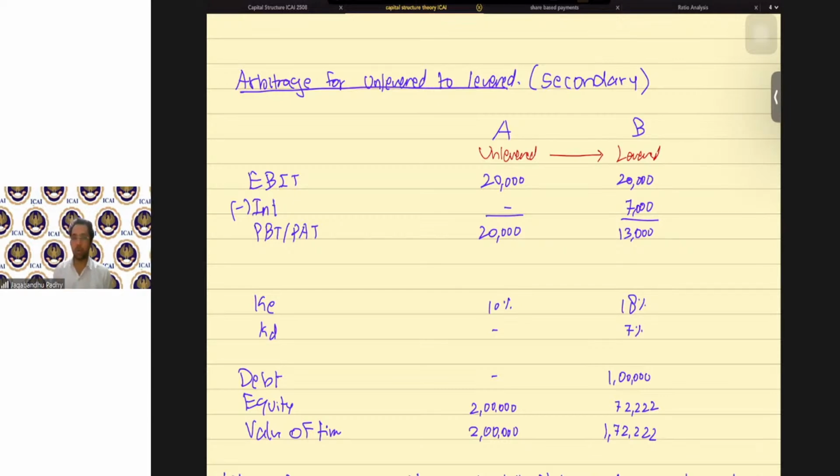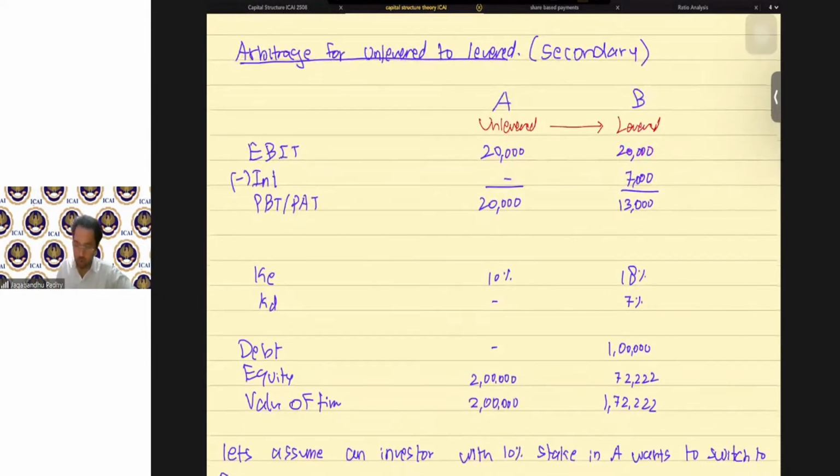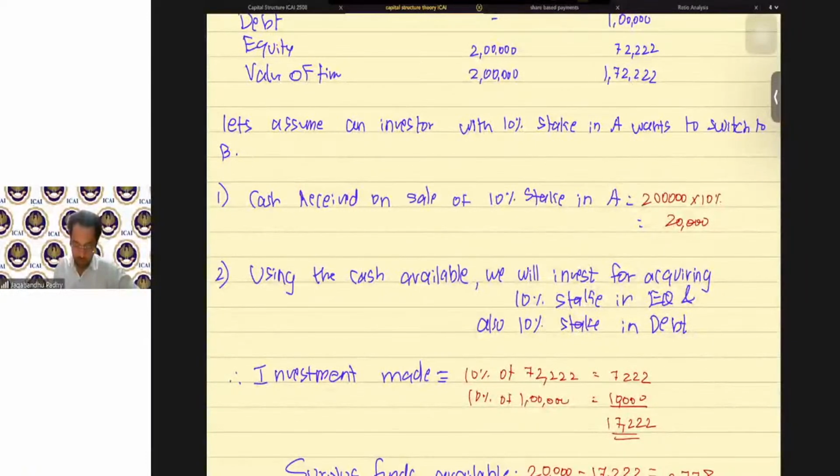For example, if you have a house worth, let's say, 1 crore, but there is a loan of 80 lakh on it, do you say that you have full right over the house? No, you cannot. Unless and until you pay the loan, you don't have any right. So similarly, if I want to acquire rights over company B, I need to own not only 10% of equity, but also 10% of debt. So we say we are investing in 10% of equity and also 10% of debt.